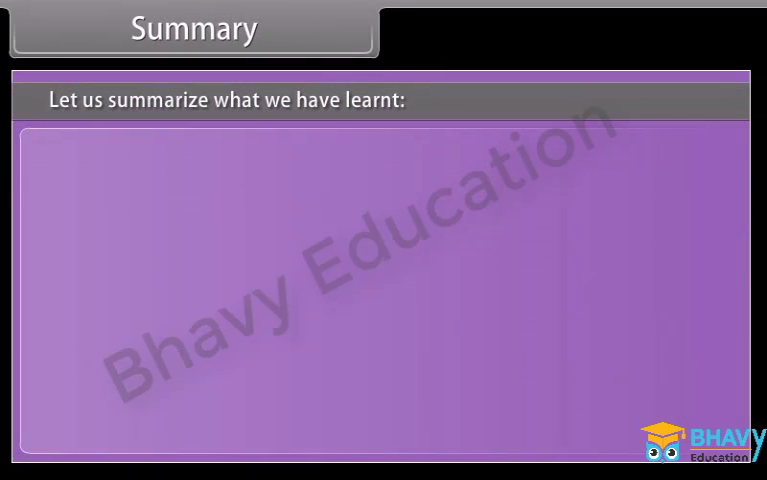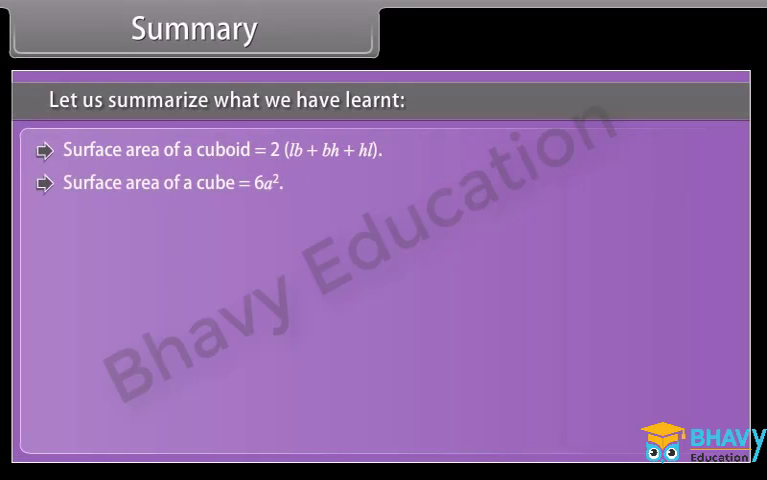Summary. Let us summarize what we have learned. Surface area of a cuboid is equal to 2 into LB plus BH plus HL. Surface area of a cube is equal to 6a square.